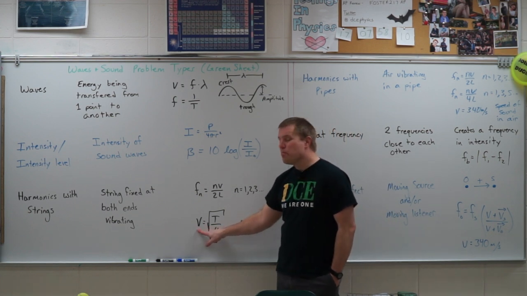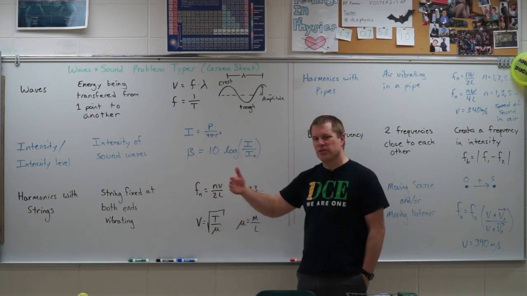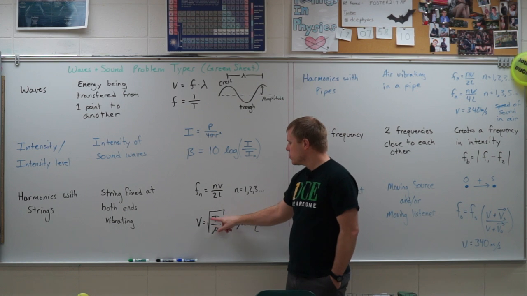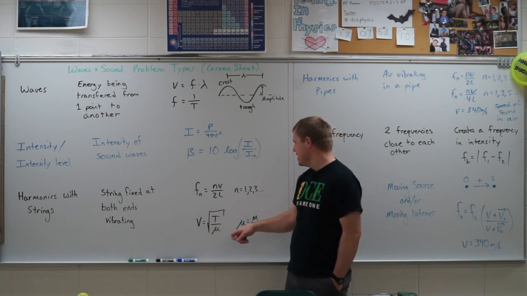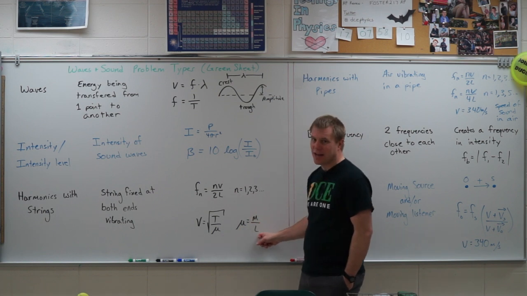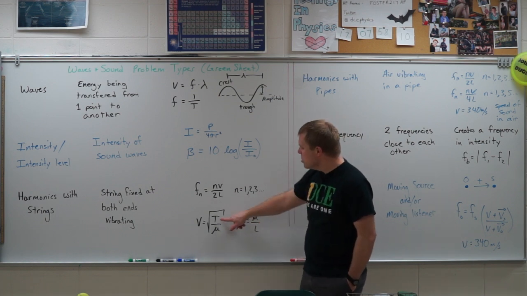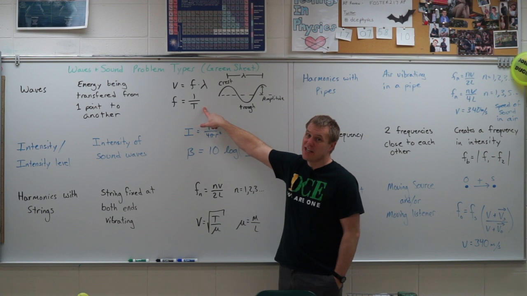To find the speed of that energy moving on that string or that wave, it's going to be the square root of the tension divided by the linear mass density. To find the linear mass density, you take the mass divided by the length. Do not confuse tension and period here.